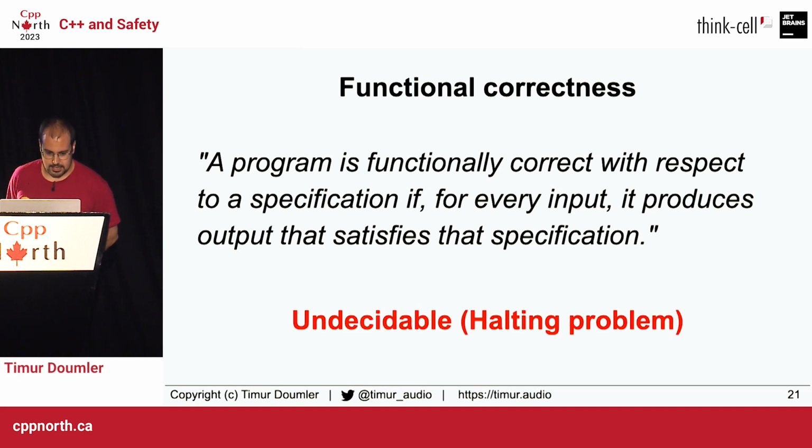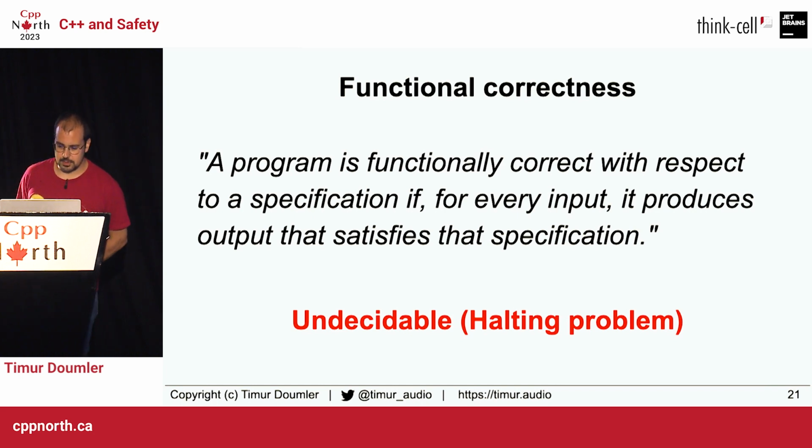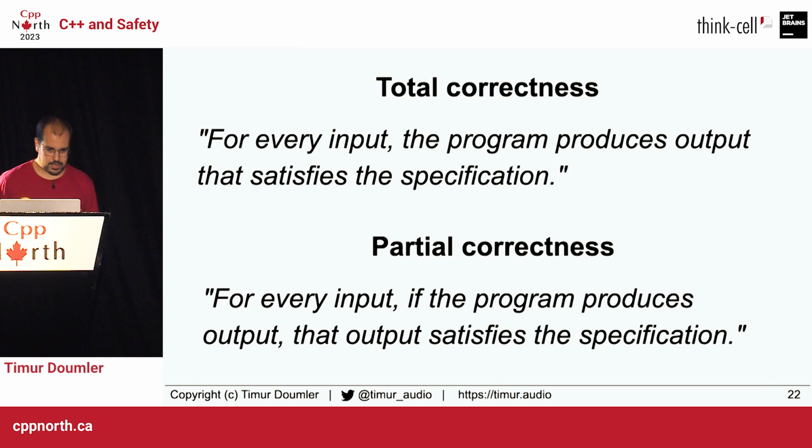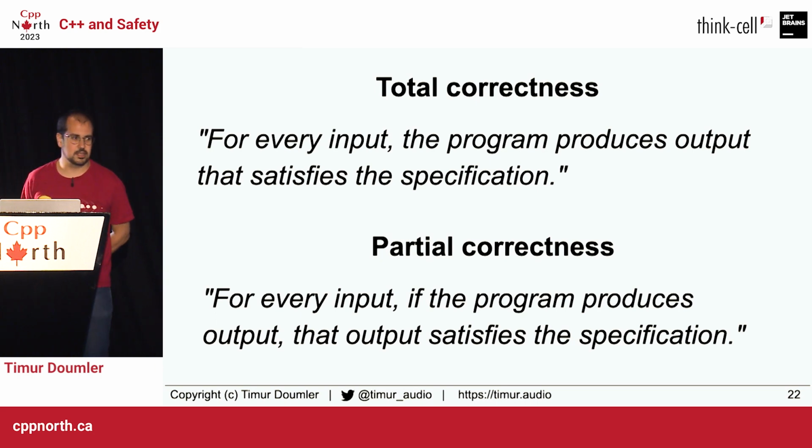If you want to say that a program produces output that satisfies the specification, we first need to prove that it produces output. That's the halting problem, right? That's actually not decidable. There is no algorithm that can tell you whether that property holds. So we can split this into total correctness, which is the property that we just saw, which is undecidable because of the halting problem. But then we can also specify something called partial correctness, which says we don't know if the function returns an output, but if it does, it's going to satisfy the specification.